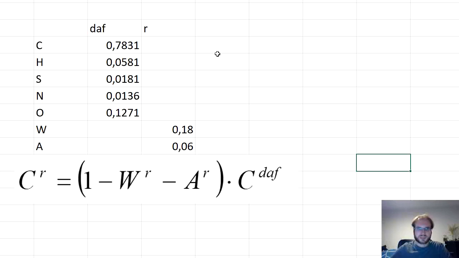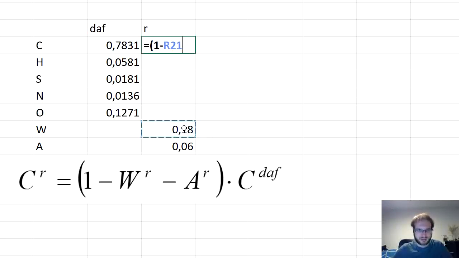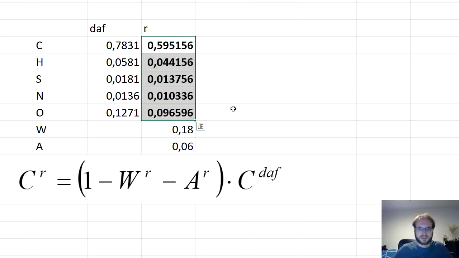The calculation of the received state is kind of straightforward, as you can see from the equation here. The received state is 1 minus water content minus ash content, multiplied by the dry ash free. So we can quickly make the formula here: 1 minus water content minus ash content, multiplied by the concentration in the dry ash free state, and we get the resulting values.